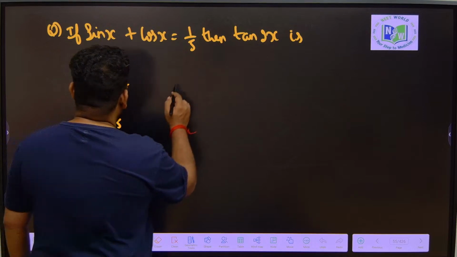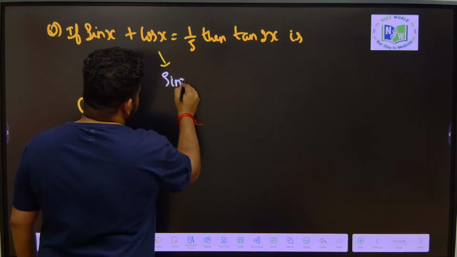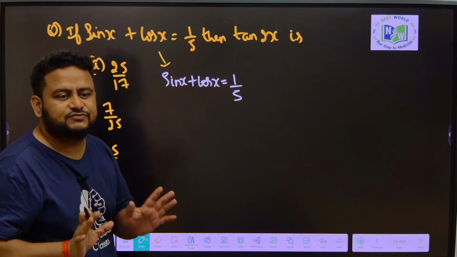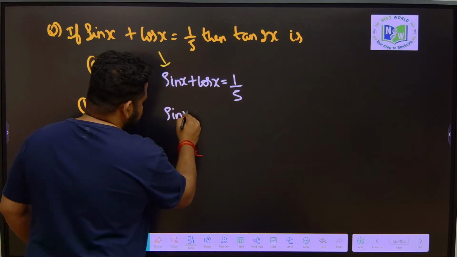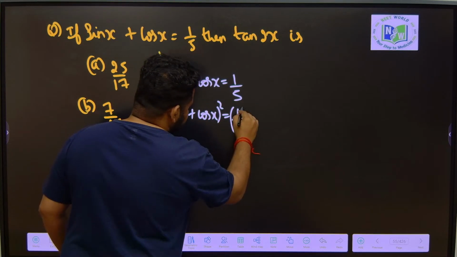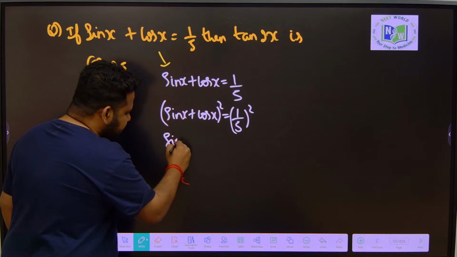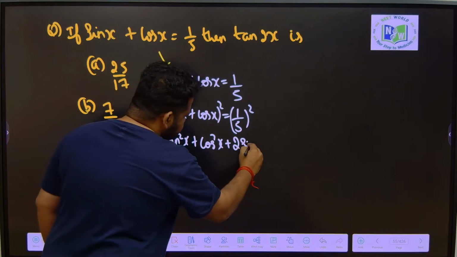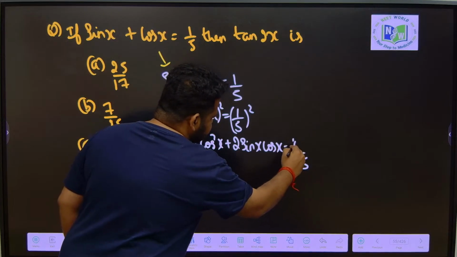Now, what I can do is, first of all, let us take what is given. Sin x plus cos x is equal to 1 by 5. So, what we have to do is, let us square on both sides. That is, sin x plus cos x whole square is equal to 1 by 5 whole square. So, this is nothing but a plus b whole square. So, this becomes sin square x plus cos square x plus 2 sin x cos x is equal to 1 by 25.